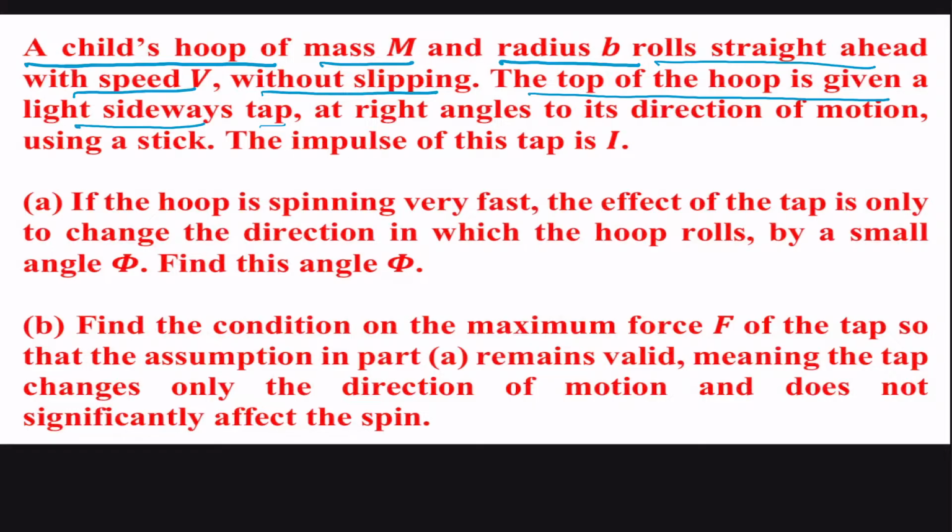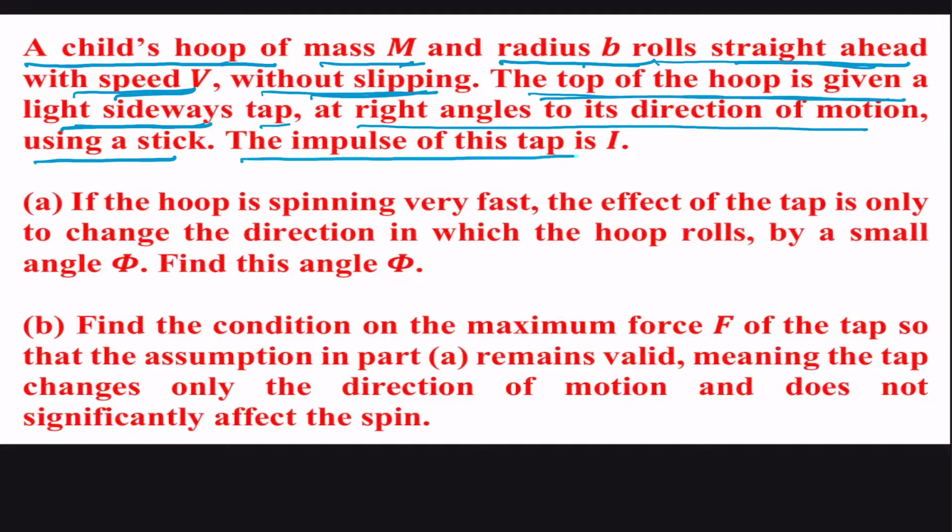We are going to solve a total of 4 questions, and the first question states that a child's hoop of mass m, radius b, rolls straight ahead with a speed v without slipping. The top of the hoop is given a light sideways tap at right angles to its direction of motion using a stick. The impulse of this tap is I.